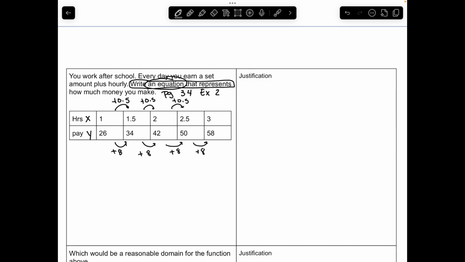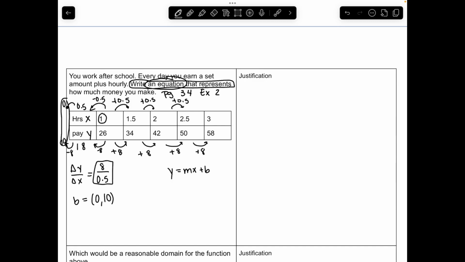So hours would be my domain, pay would be my range. So now we have y over x, our change in y over change in x would be 8 over 0.5. Since they're both going up, they're both going to be positive. Just leave it as a fraction like this. Okay, so then now we have to find our b, right? The goal is to get y equals mx plus b. So to find b, we need x to be 0. So we already have 1 here. Let's go backwards. So if I subtract 0.5, this would be 0.5, and then 0 now, and then minus 8 again, this would be 10. So my b will be 0, 10.